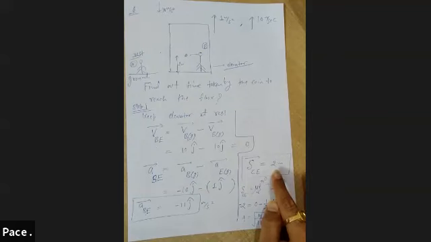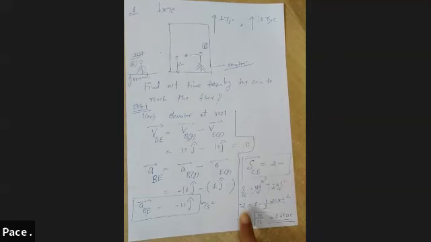That would be negative. Why? Because it is in downward direction. And then you can use the formula s is equal to ut plus half at square to get time. Clear? Acceleration is minus 10 because acceleration due to gravity is acting in downward direction. Okay. Next question.